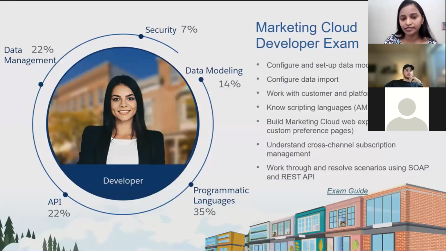The data modeling takes up to 14% of the exam. And programmatic languages take a huge chunk of the exam, which includes all the languages that are used, the SSJS, AMPscript, and other scripting languages like SQL, and other things. And the APIs, which include the REST and the SOAP APIs, take up to 22% of the exam.